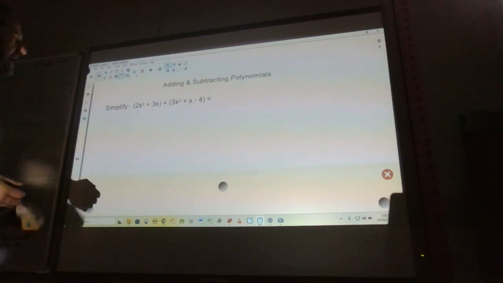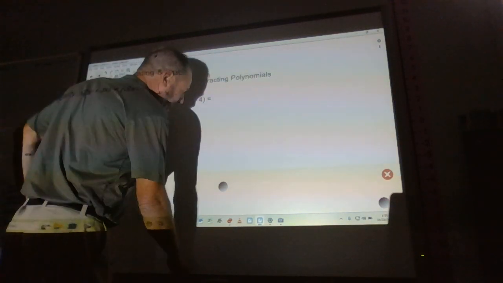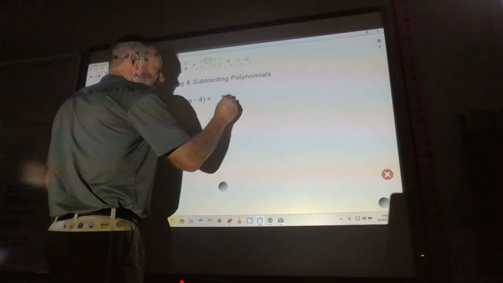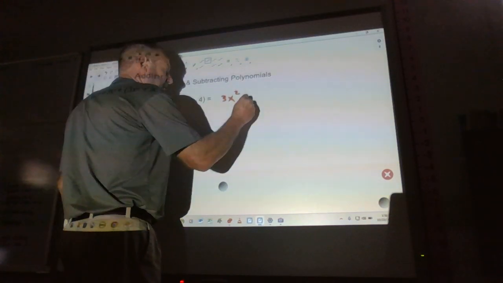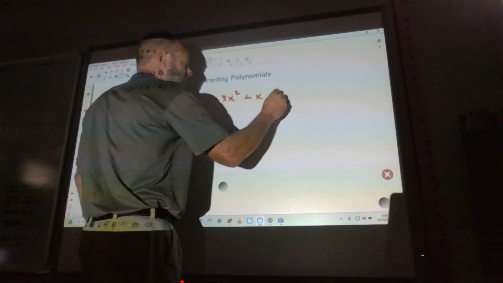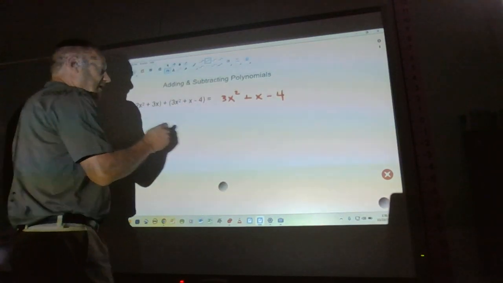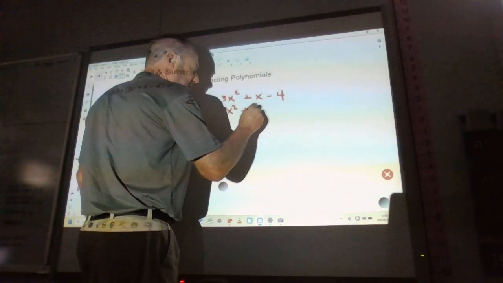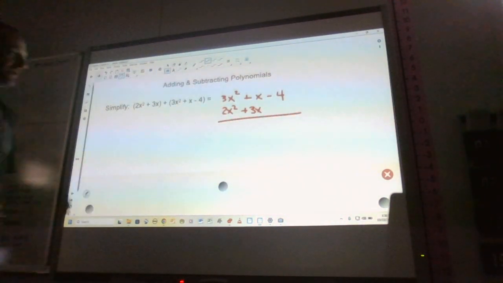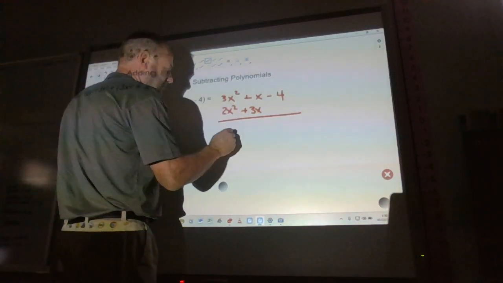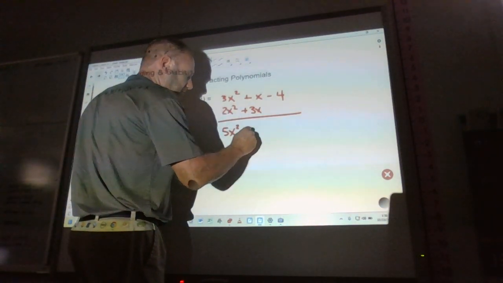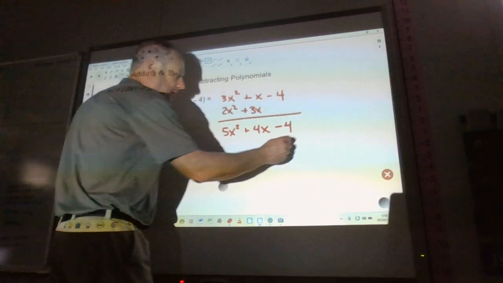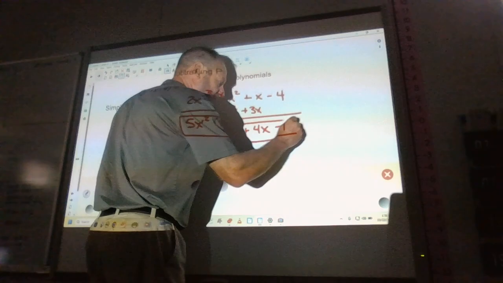Okay, how to add and subtract polynomials. It's very simple. I like to do it vertically, so I would put the one with the most terms on the top. I always like to have it in standard form as well. And then I'm going to take the next one, 2x squared. I'm going to line up my like terms, plus 3x. And I'm just going to go ahead and add these up. So this would be 5x squared plus 4x minus 4.